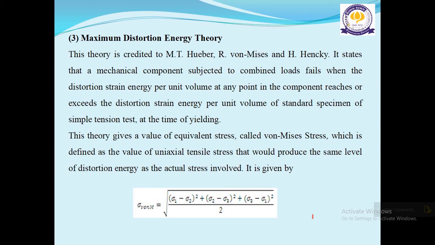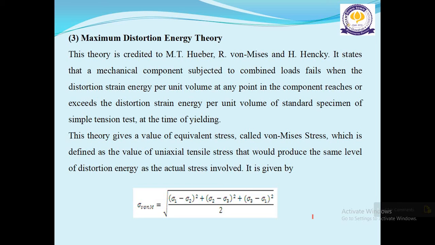Next, moving on to the next theory, we have maximum distortion energy theory. This theory is credited to M.T. Huber, R. von Mises and H. Hencky, so it is also known as von Mises theory. Maximum distortion energy theory states that a mechanical component subjected to combined loads fails when the distortion strain energy per unit volume at any point in the component reaches or exceeds the distortion strain energy per unit volume of standard specimen of simple tension test at the time of yielding.